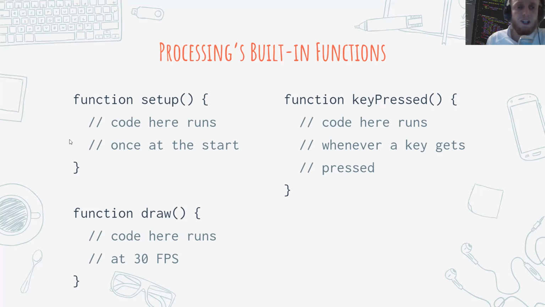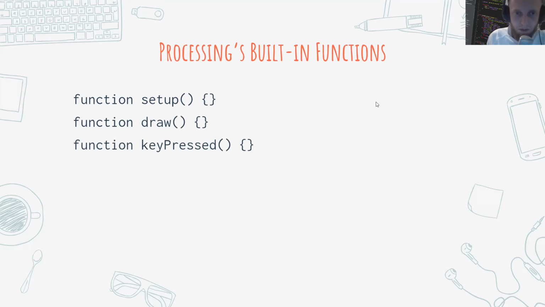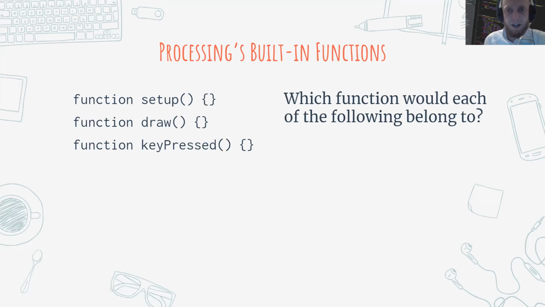The setup function, the instructions here run once at the start of the program. In the draw function, whatever you put between the curly braces there will run at 30 frames per second. And then the keyPressed function, whatever you put in between those curly braces, will run whenever a key on the keyboard is pressed. So if I were to press like the A key, then that keyPressed function would be executed.